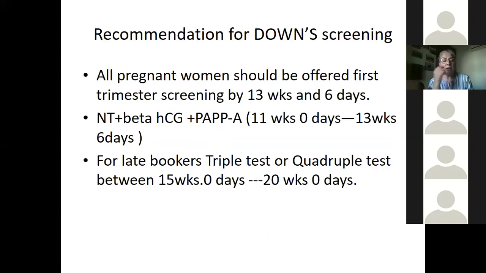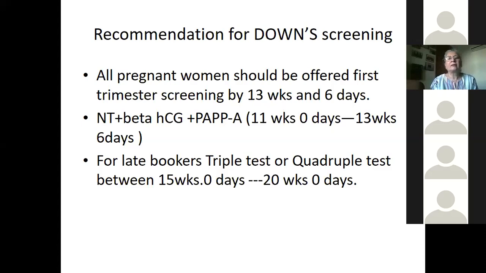The RCOG guidelines and the American College of Obstetrics and Gynecology guidelines all suggest, rather in the UK, that any female beyond 30 years of age, whether she is high risk for Down syndrome or has any high risk factors, like a sibling with Down syndrome or a previous baby with Down syndrome or something of that sort, they are all screened for it.